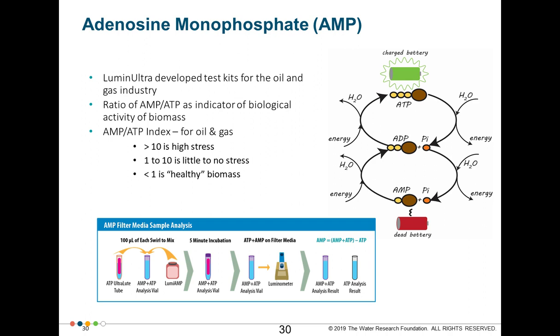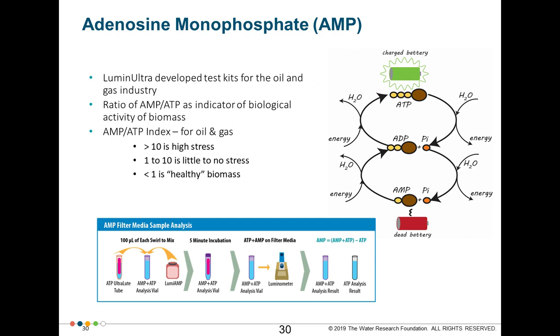The last tool that I'm going to talk about is adenosine monophosphate. And this is a new test kit that has been developed by Lumen Ultra for the oil and gas industry, and they were using it to characterize bioactivity for assessing the degree of biofouling in fracking wells. And why this is helpful is it gives you an indication of the relative energy state of bacteria. So this is an indication of biological activity.